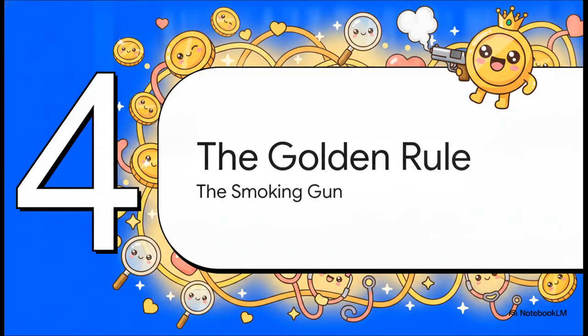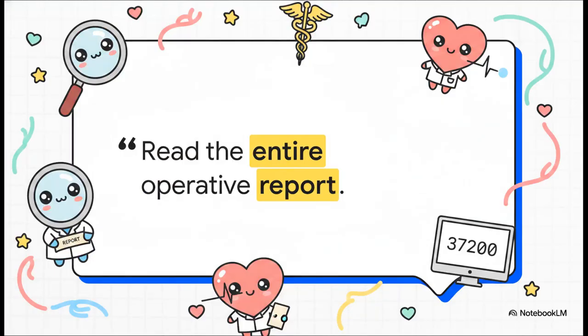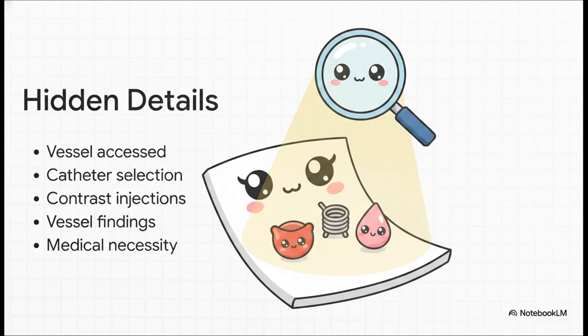Section 4. The golden rule, the smoking gun. So, the crucial point in your investigation, the real turning point, is this. Read the entire operative report, from start to finish. Accurate IR coding relies on precise physician documentation, for sure, but it depends equally on a thorough review by the coder. A procedure header or an impression list, honestly, that is often an incomplete truth. You can never, ever assign codes based solely on those summaries. You really have to read the body of the report because that is where the vital details are buried.